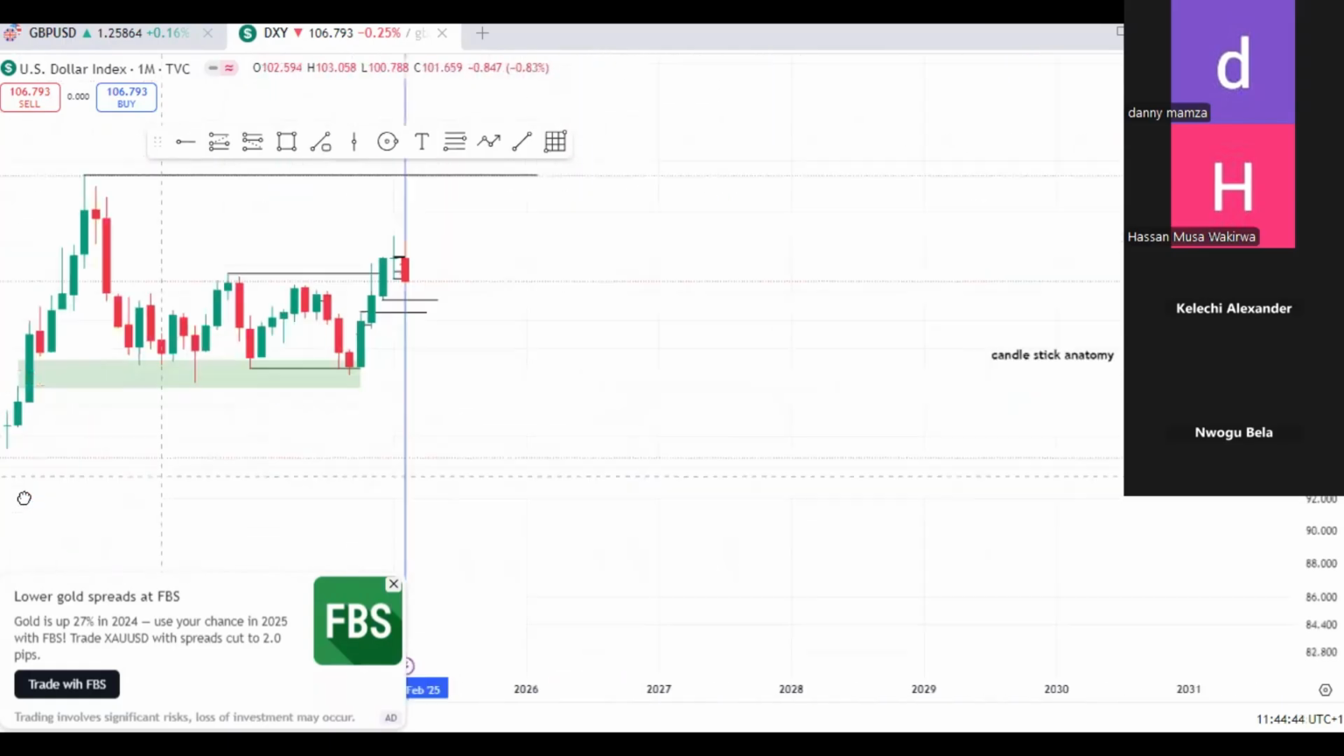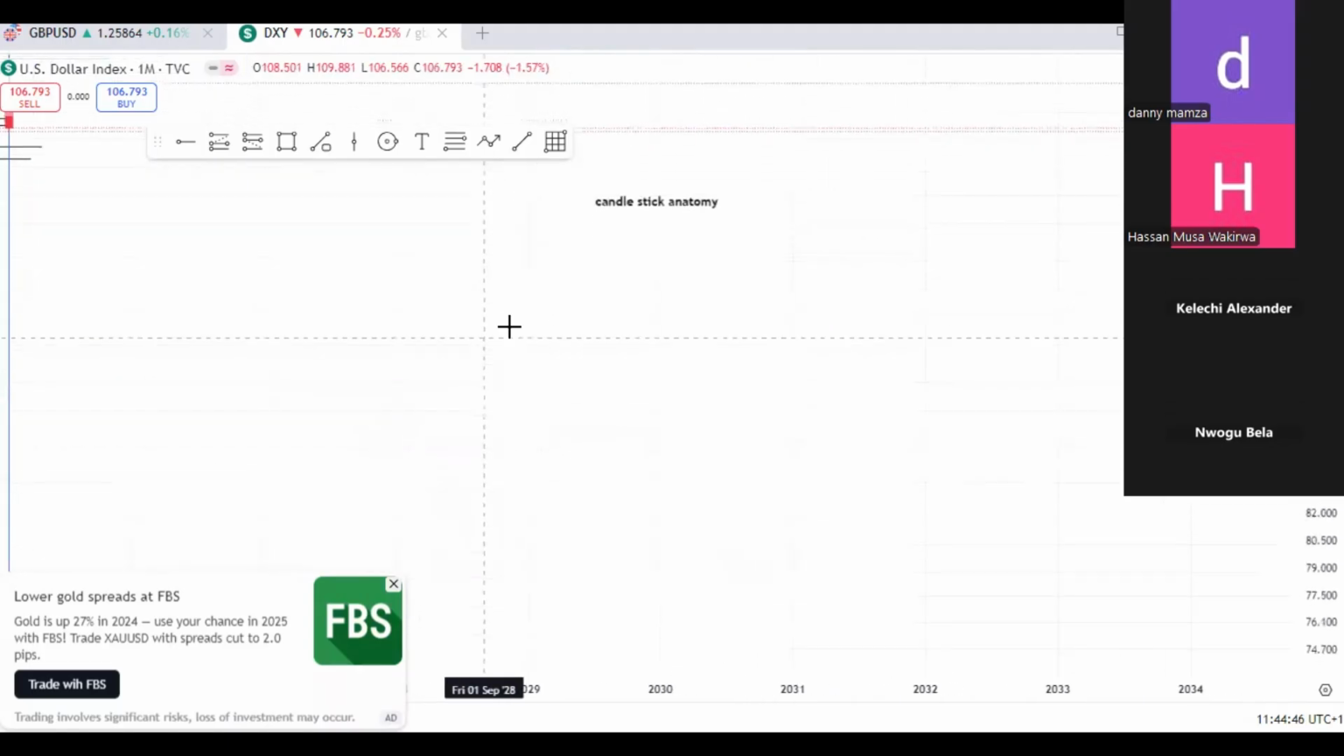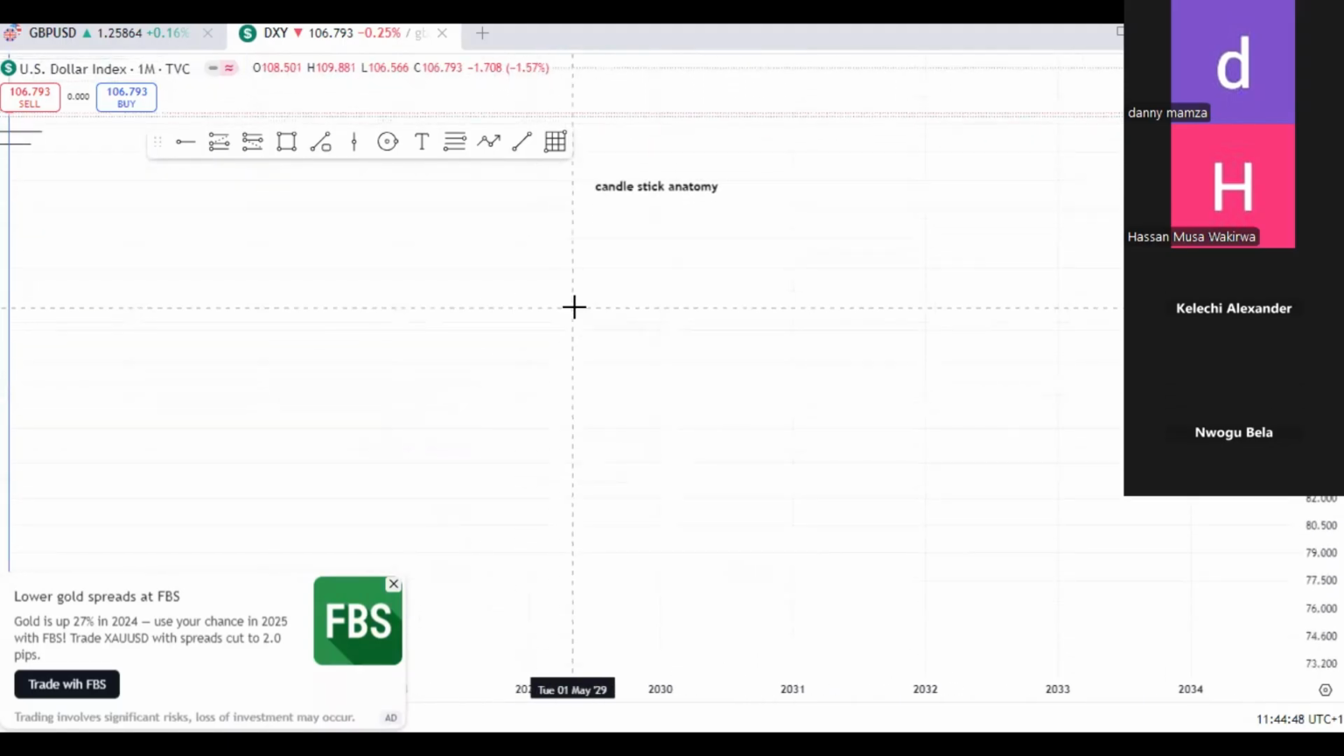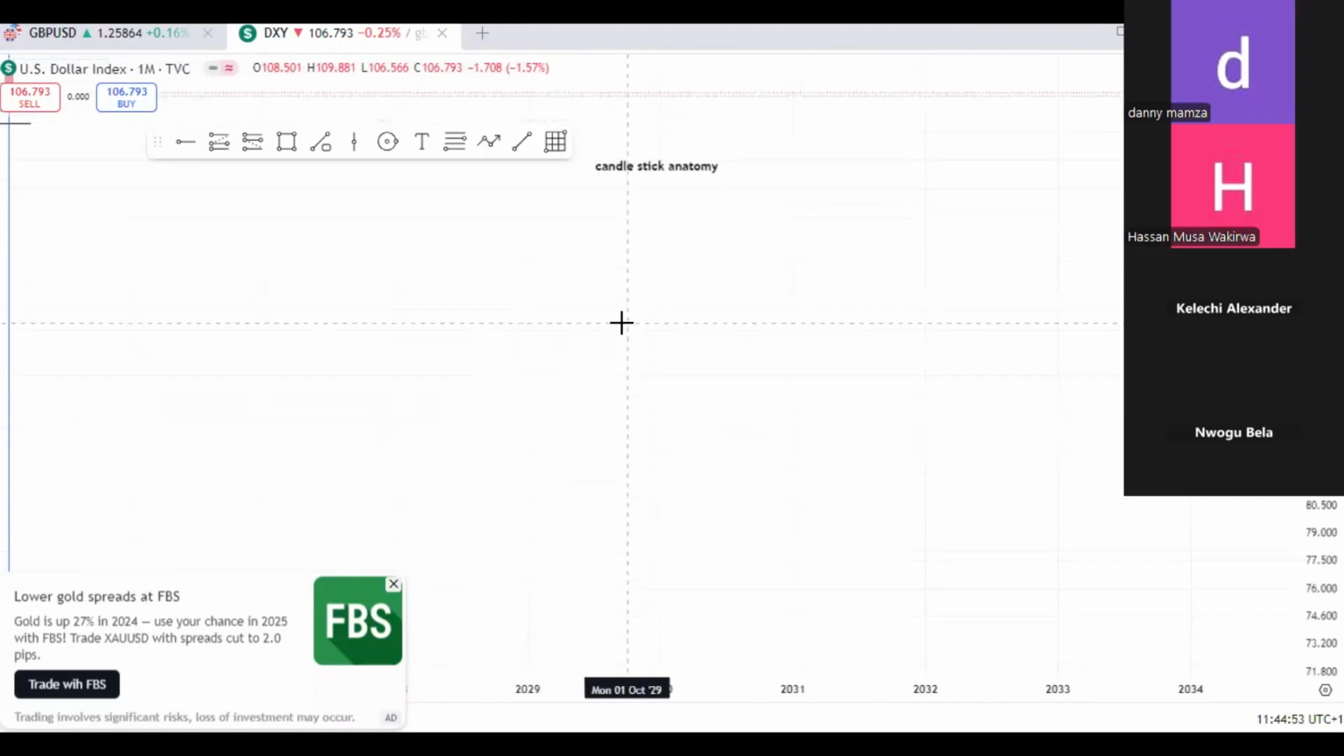And candlestick anatomy is having the understanding that just the same way we have to study the human body, that is the anatomy of the human body, to be able to understand how the human body works. The same way we are going to focus on the candlestick anatomy so that we're able to understand how the candles open, how they close, when you see the price action, so that we're able to understand what the market is doing at that particular time. Because the candlestick is actually what makes this market what it is right now.